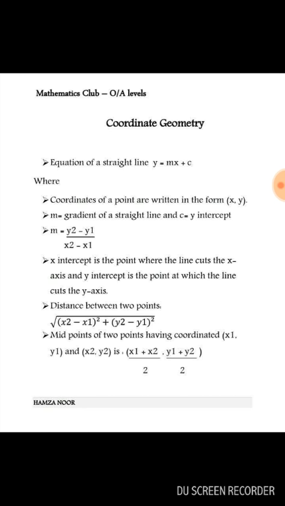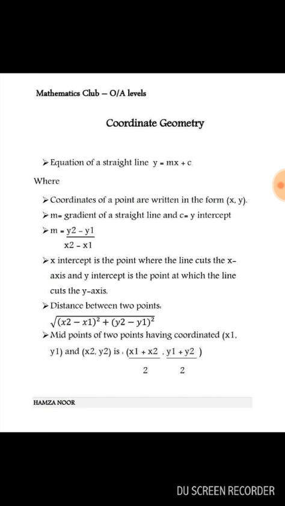One thing you need to know: the x-intercept is the point where the line cuts the x-axis, and the y-intercept is the point where the line cuts the y-axis. At the x-axis, y is always equal to 0, and at the y-axis, x is always equal to 0. For example, if we have the straight line equation y = 2x + 4, then m, the gradient of the straight line, is 2, and c, the y-intercept, is 4. So the line is intersecting the y-axis at the point (0, 4).